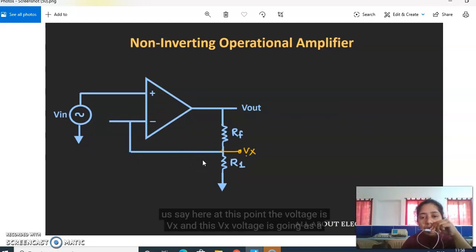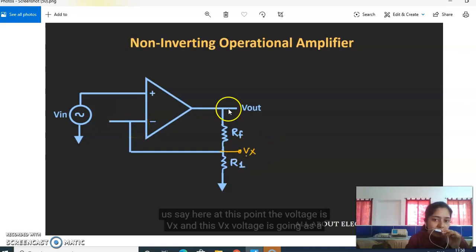So what is the virtual ground concept? The voltages applied at the inverting and non-inverting terminals of the op-amp are equal, that is V1 equal to V2. Both terminals are at the same potential. So according to the virtual ground concept, whatever input voltage appears at the non-inverting terminal of the op-amp, that is V1, the same voltage appears at the inverting terminal of the op-amp, called V1. This is V2, and these two are equal according to the virtual ground concept.